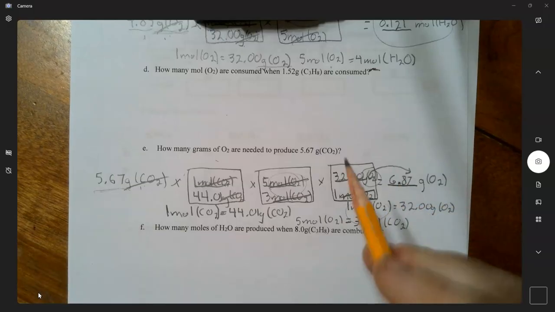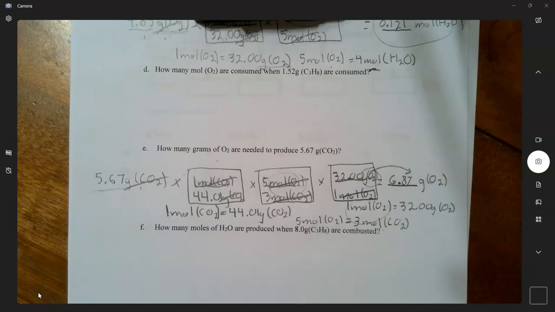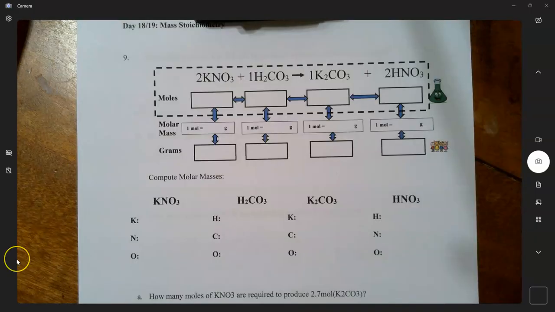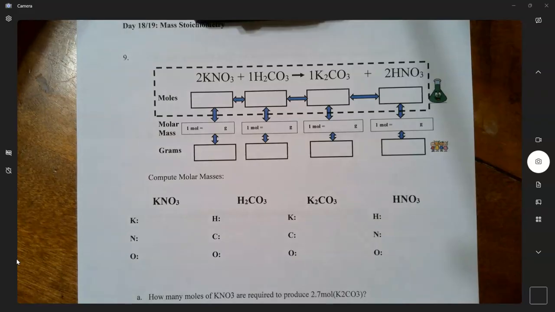Okay, so I'll leave you to do the others on this page. Go ahead and do those, and I'm going to move on to the next problem. Okay, so we're moving on to a different type of reaction, a double replacement reaction. And in this problem, I asked you to compute the molar masses. So be sure you can do that. So I'm going to do that right here, right now.